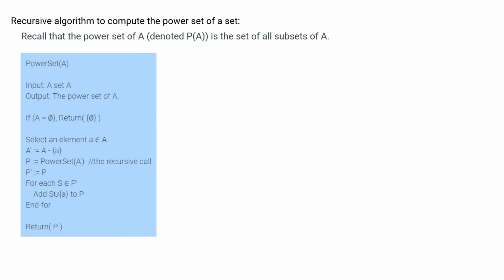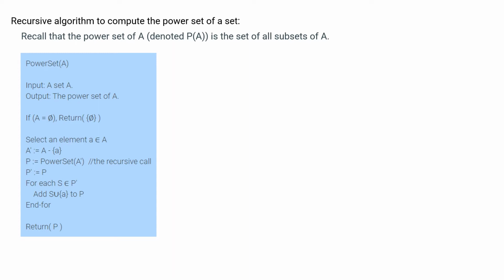Here's another example of a recursive algorithm. It's a recursive algorithm to compute the power set of a set. Let's remind ourselves, I think you've probably learned about power sets in a previous class, but recall that if we start with a set A and we're looking for the power set of A, we denote that as capital P of A. That is the set of all subsets of A.